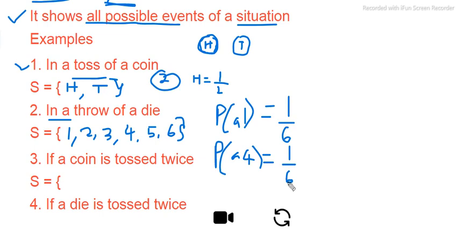So in a coin, the possible events are head and tail, while in a die, the possible events are 1, 2, 3, 4, 5, 6. I believe you understand. We continue with when the coin is being tossed more than once in the next video.